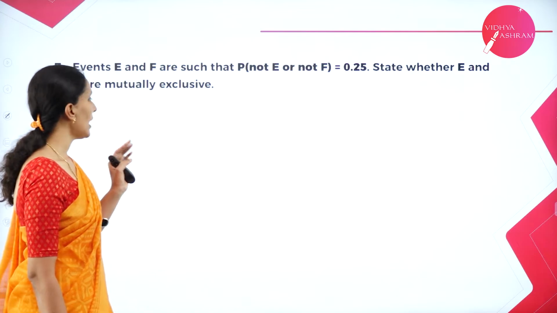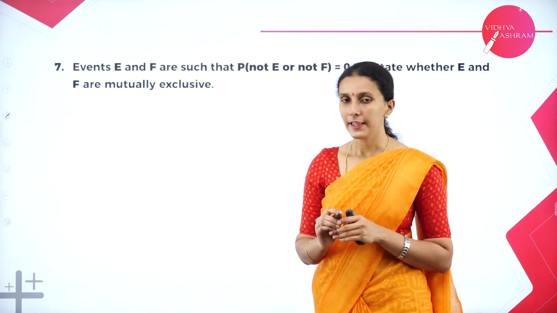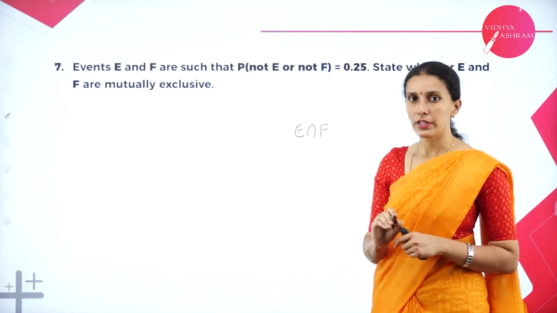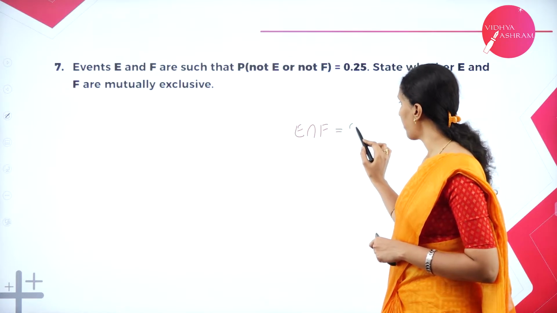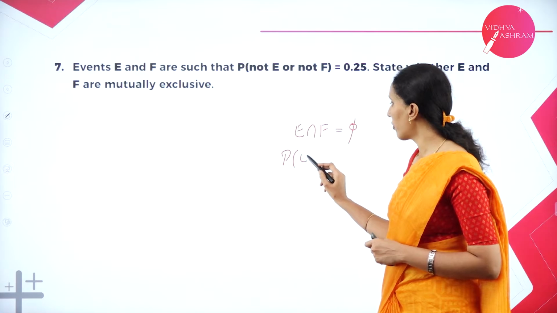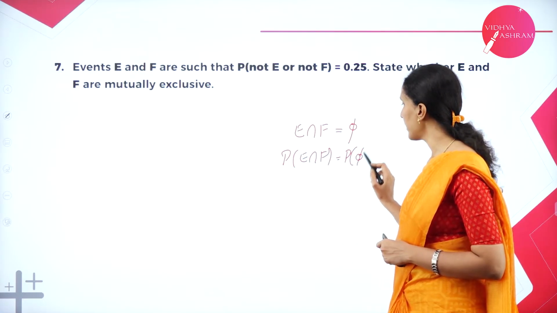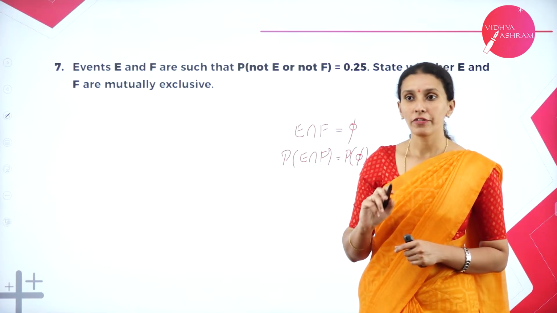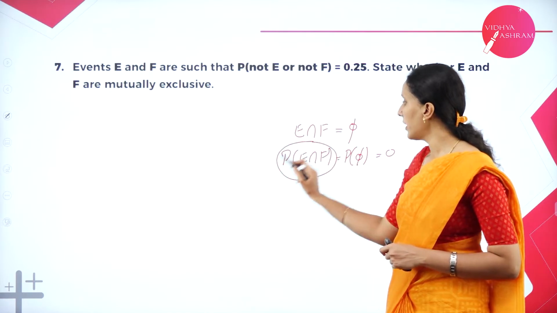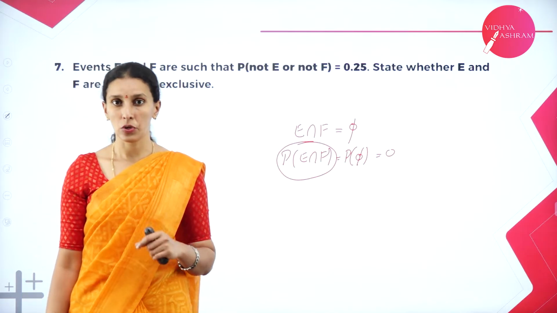Next one, events E and F are such that P of not E not F is equal to 0.25. State whether E and F are mutually exclusive. The concept is, if E and F are mutually exclusive, their intersection must be equal to empty. So when you apply the probability for these events, it is equal to probability of an empty set. What is the probability value of an empty set? It is equal to 0. If I get the probability of E intersection F is equal to 0, then they are mutually exclusive events.